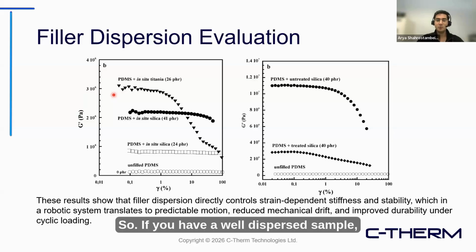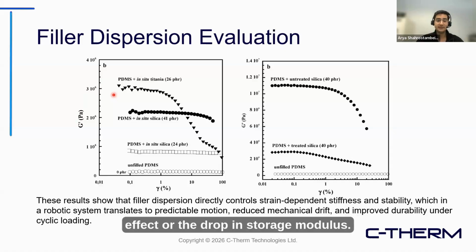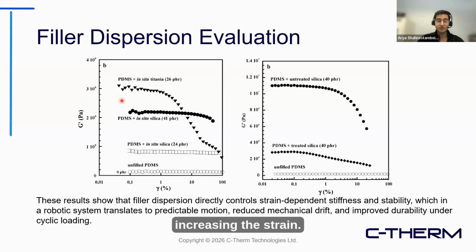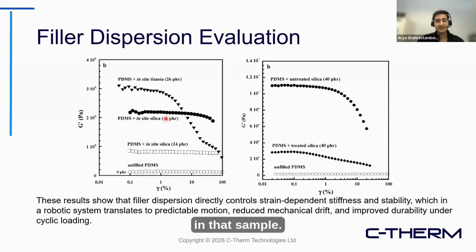So if you have a well-dispersed sample, the filler to filler interaction and network is quite uniform throughout the matrix, and you see less of that Payne effect, or the drop in storage modulus. For example, on the left graph, you can see titania has a significant drop with increasing strain. However, silica shows less of that drop, which means the filler network is more promising in that sample.